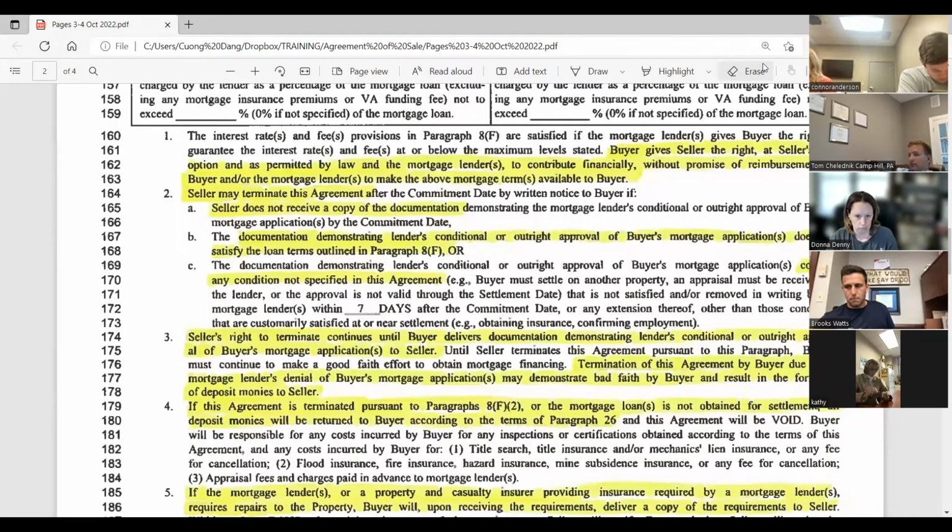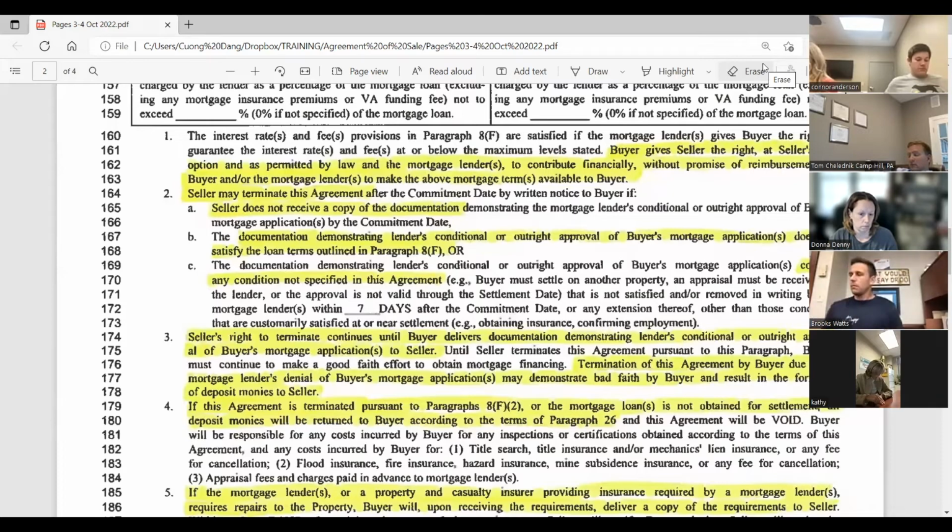Termination of this agreement by buyer due to the mortgage lender's denial of buyer's mortgage application may demonstrate bad faith by buyer and result in the forfeiture of deposit monies to seller. So again, termination by buyer due to the mortgage lender's denial. The mortgage lender says, hey, Mr. Buyer, I can't give you this loan. I mean, your credit score dropped 100 points. So the buyer says, hey, here's a termination, I can't get this loan now. Well, they could be in default now and lose their deposit money.